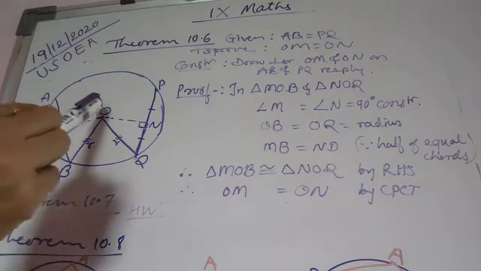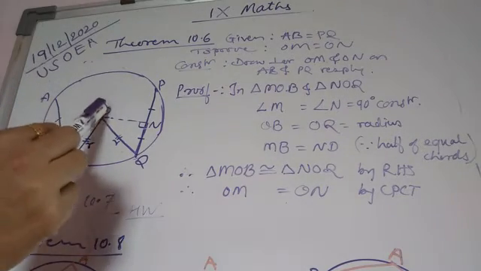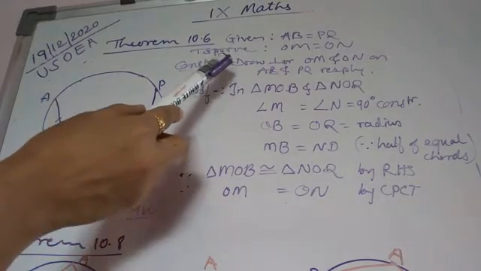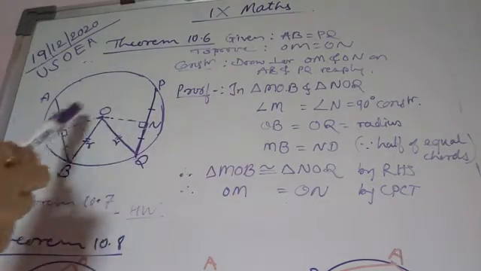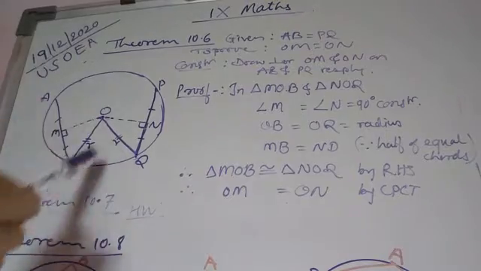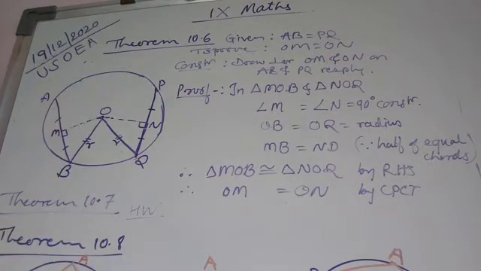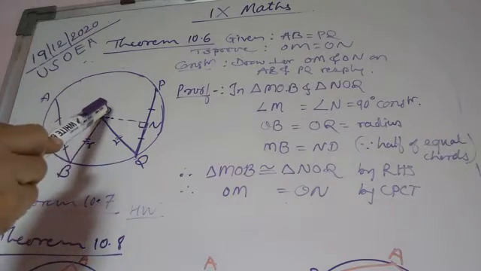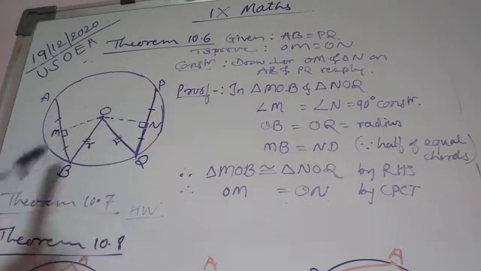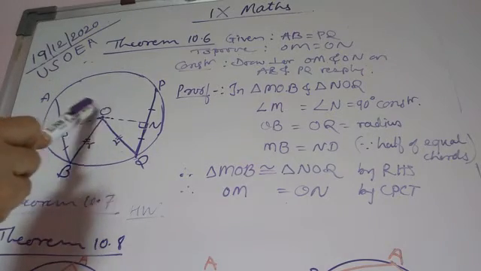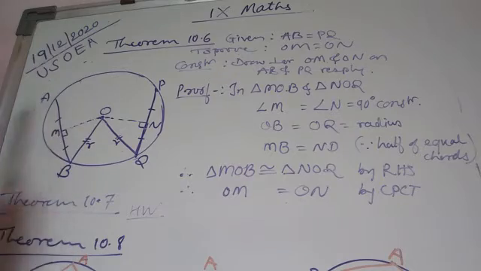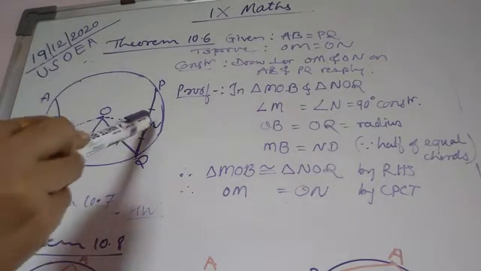Okay. So we have to show that OM is equal to ON. For that we have done the construction. We have drawn perpendiculars OM and ON on the equal chords AB and PQ. Now if AB and PQ are equal, their half parts should also be equal. Why half? Because OM is drawn perpendicular, and a perpendicular drawn from the center bisects the chord. Hence we can say that MB will be equal to NQ.